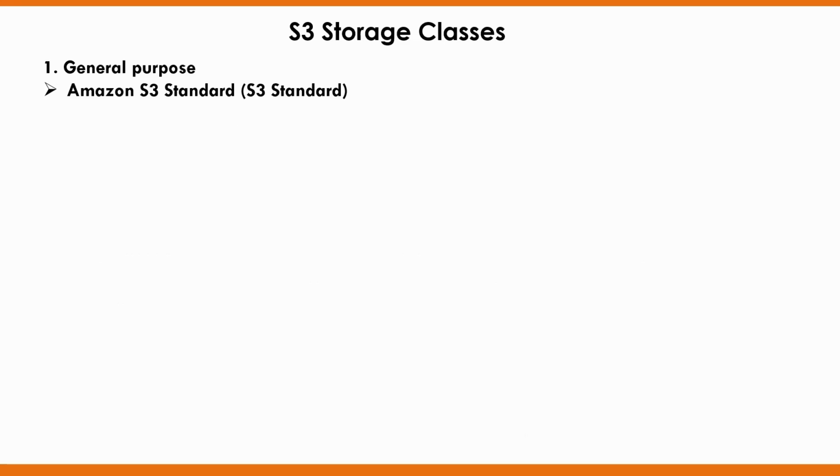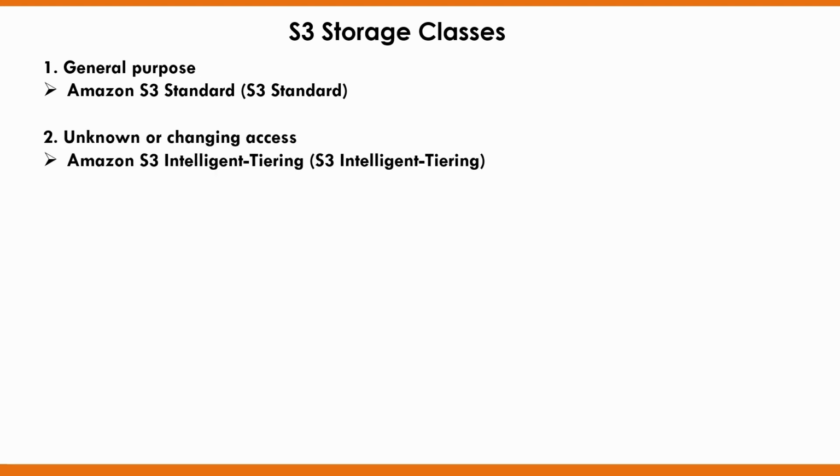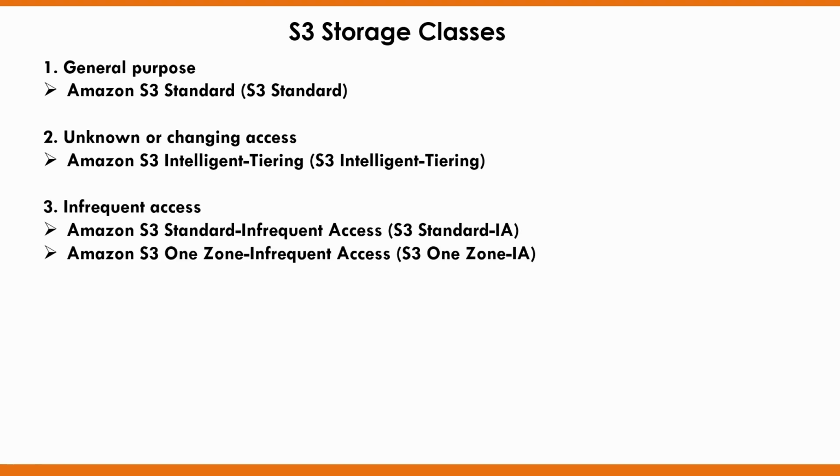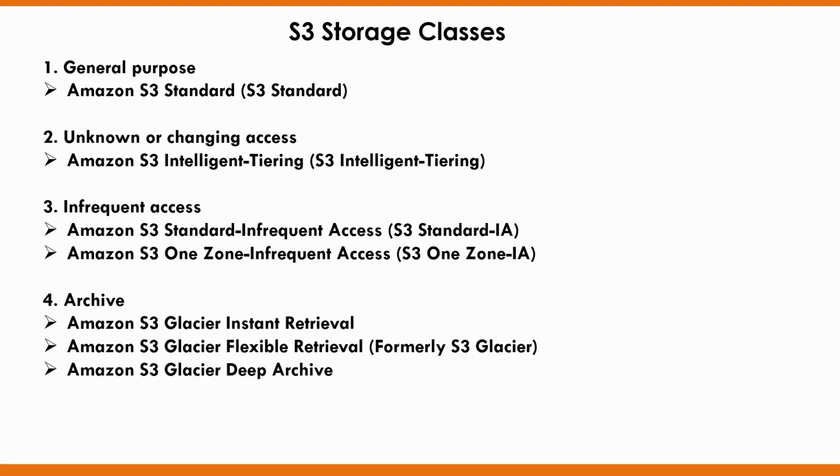Let's see the S3 storage classes. The first one is general purpose, and in general purpose we have the Amazon S3 Standard storage class. Second one is unknown or changing access, so you can use Amazon S3 Intelligent-Tiering for your changing access. Number 3 is infrequent access. We have two options here: Amazon S3 Standard Infrequent Access and Amazon S3 One Zone Infrequent Access.